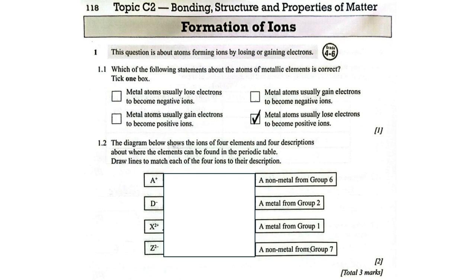Oh, sorry, forget what I just said. Metal atoms usually lose electrons to become positive ions. Okay, first mistake of the video, sorry.